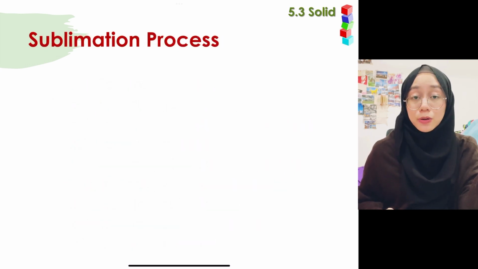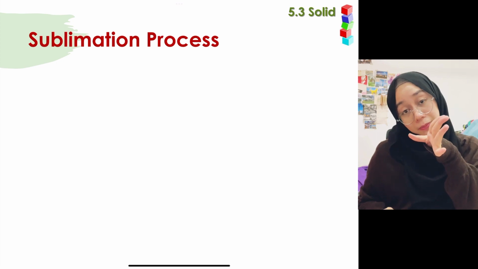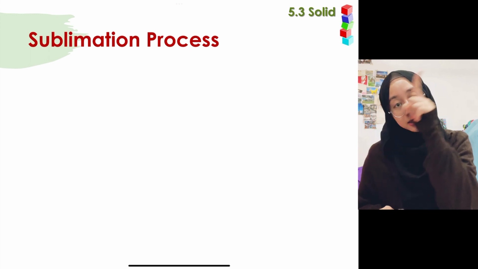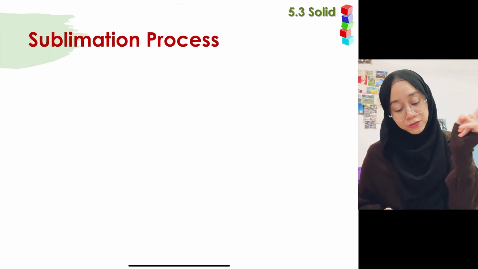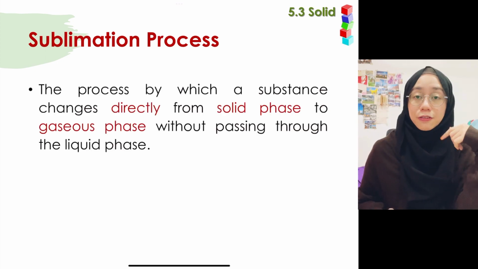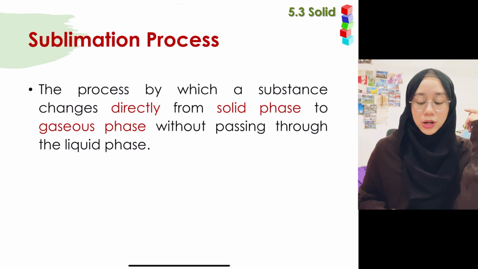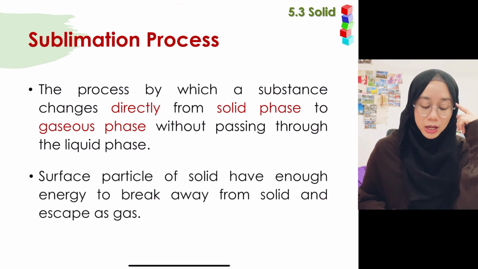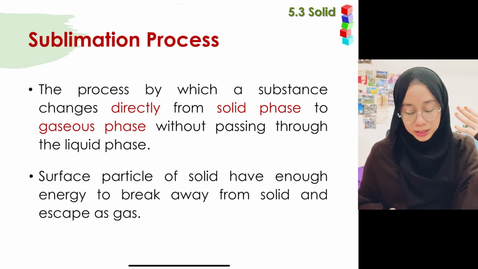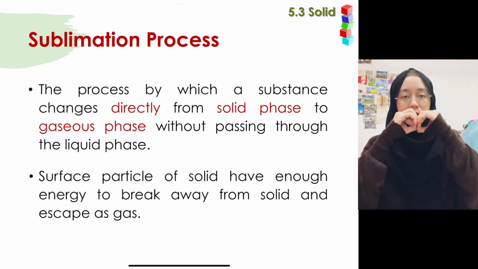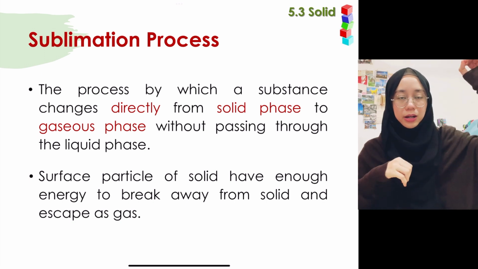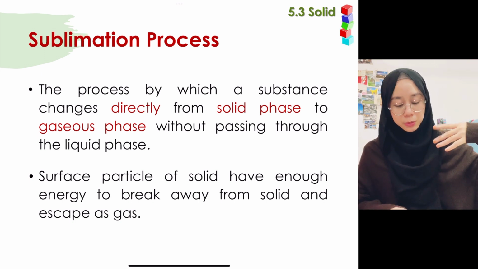Okay, and then sublimation process pula. Sublimation process, kita skip apa? Sepatutnya daripada solid dia jadi liquid and dia jadi gas kan, but then dia skip dekat bahagian liquid part tu. So from solid terus dia jadi gas je. It is the process by which a substance changes directly from solid phase to gaseous phase without passing through the liquid phase. The surface particles of the solid have enough energy to break away from the solid and escape as a gas. Initially dia rapat macam ni, tapi once dia gain enough energy, dia terus overcome the intermolecular forces, dia terus jadi gas particle.